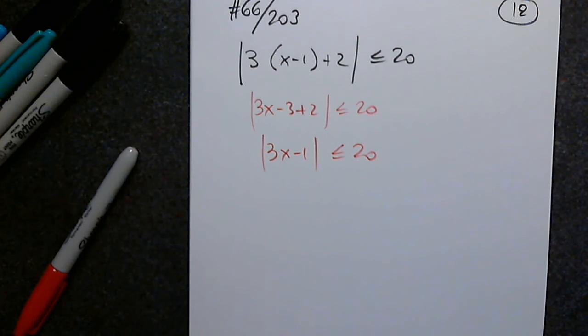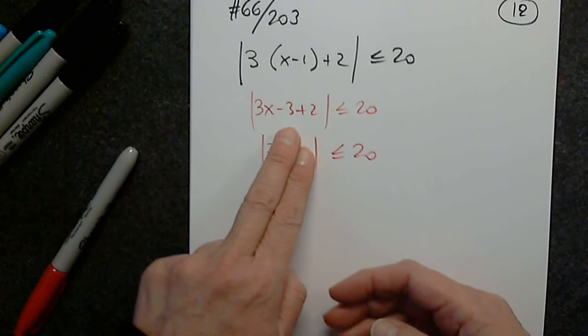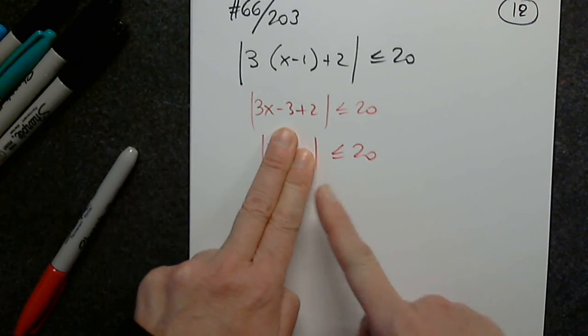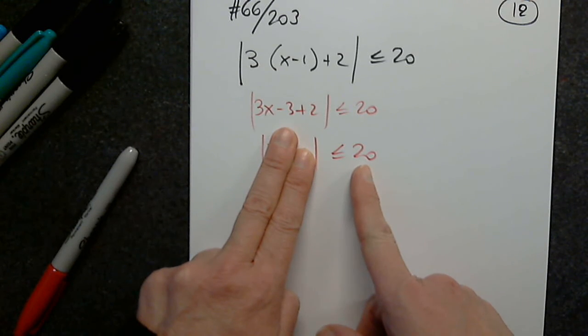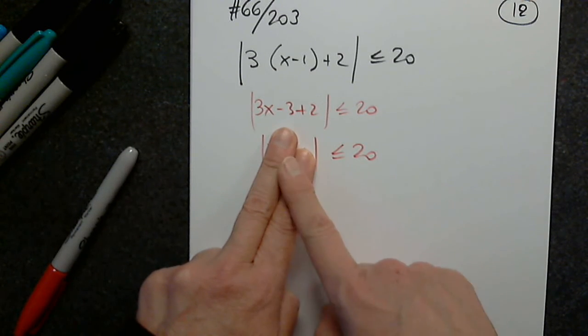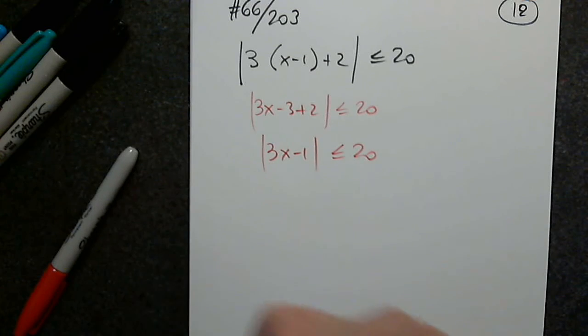We don't have to guess. We just have to look and read. I'm asked to find numbers whose distance from 0 is less than or equal to 20. These numbers whose distance from 0 is less than or equal to 20.